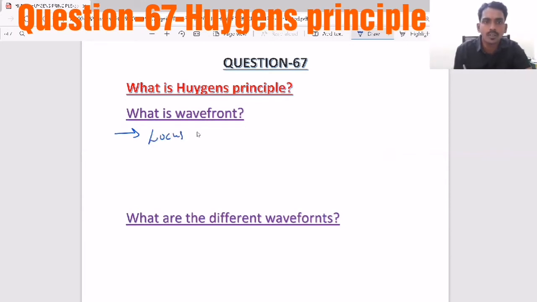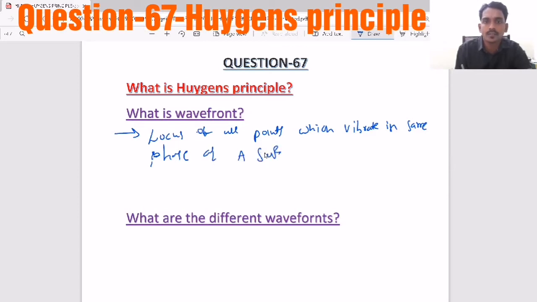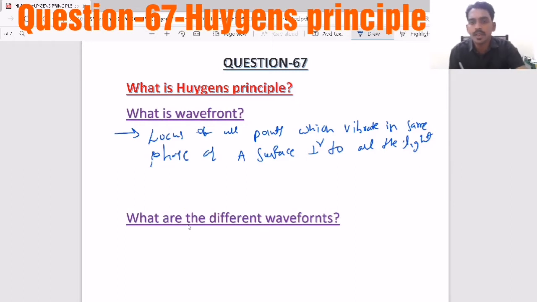A wavefront is nothing but the locus of all points which vibrate in the same phase. Or else you can say it is a surface perpendicular to all the light rays. You have to imagine that it is perpendicular to not just one or two, but to all the light rays. So that is called a wavefront.